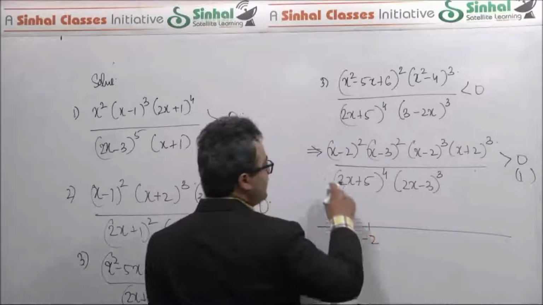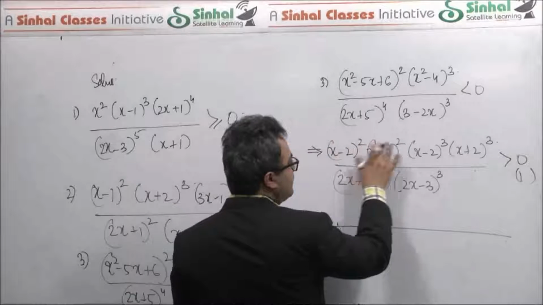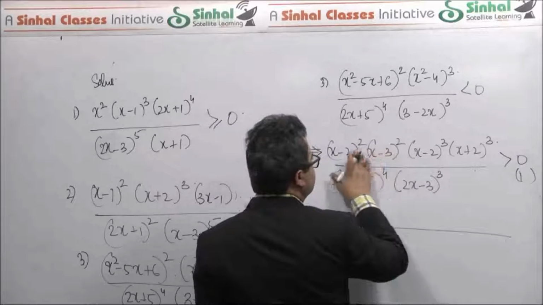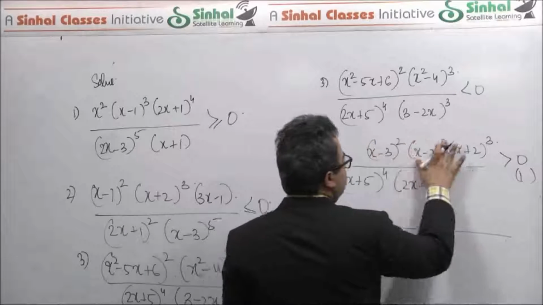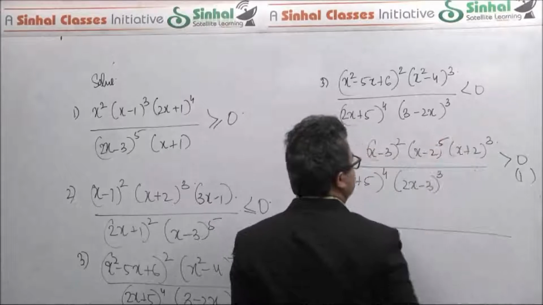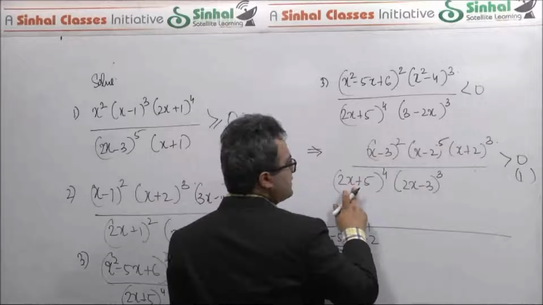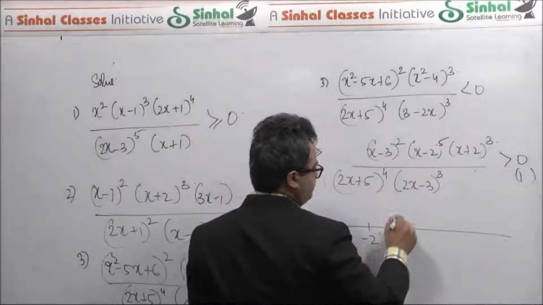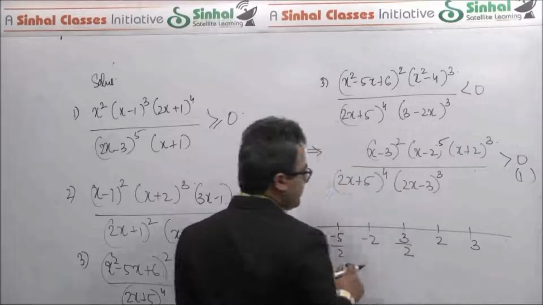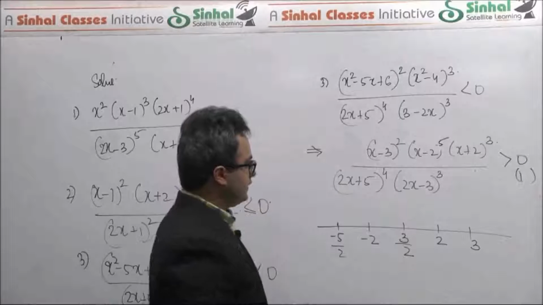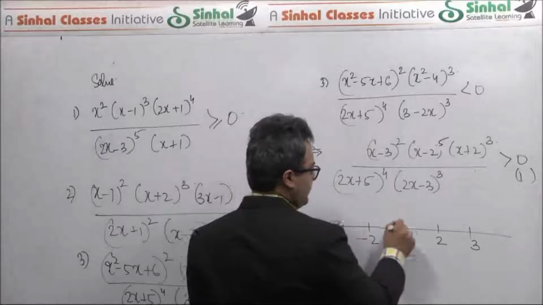Now we have to be careful. X minus 2 actually has an overall power of 5, so we can just come in. So -5/2, -2, right? The critical points from the denominator over here are -5/2 and 3/2.